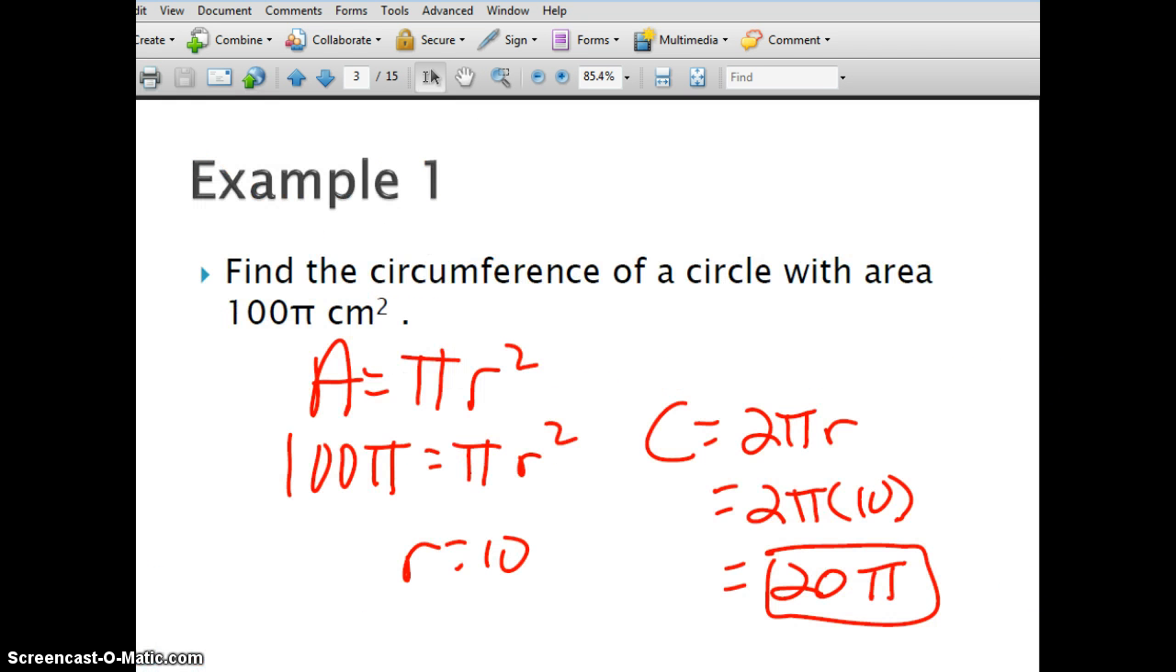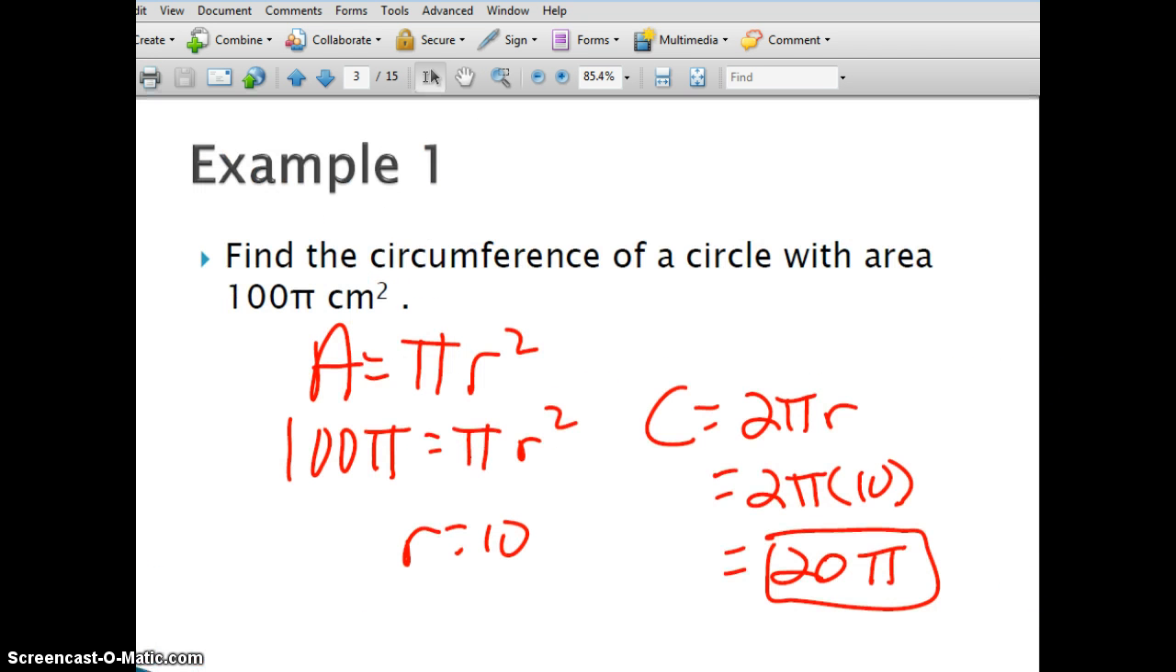So let's do an example with this. It says find the circumference of a circle with area 100 pi square centimeters. So we're not necessarily concerned about the units, but what I'm looking for is the number portion of it. If I'm trying to find the circumference and I have the area, I have to work backwards from the area formula to find out what the radius is.